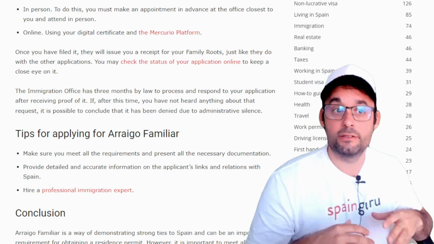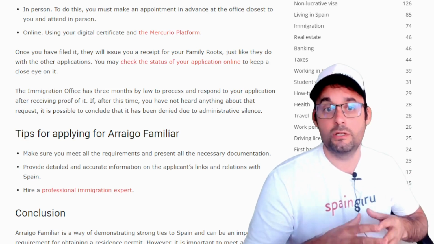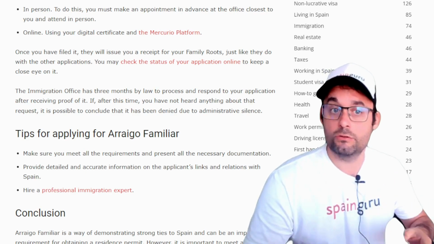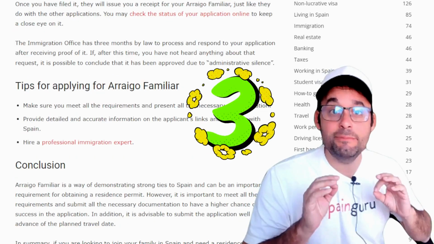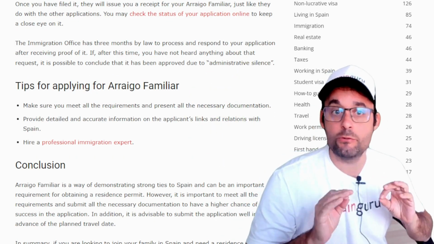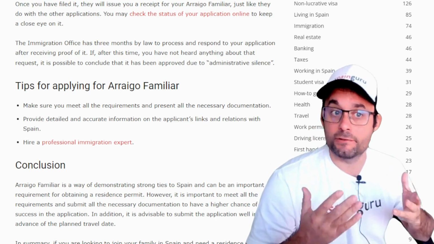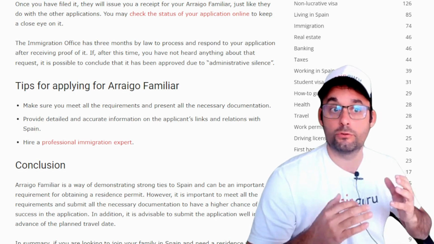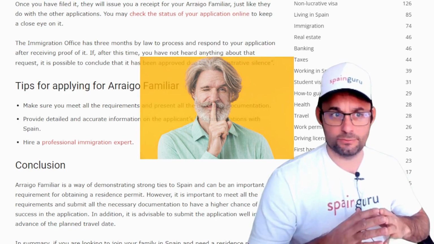Once you have filed it, they will issue a receipt for your Arraigo Familiar application, just like they do with other applications. You may check the status of your application online to keep a close eye on it. The Immigration Office has 3 months by law to process and respond to your application after receiving proof of it. If after this time you have not heard anything about that request, it is possible to conclude that it has been approved due to administrative silence.